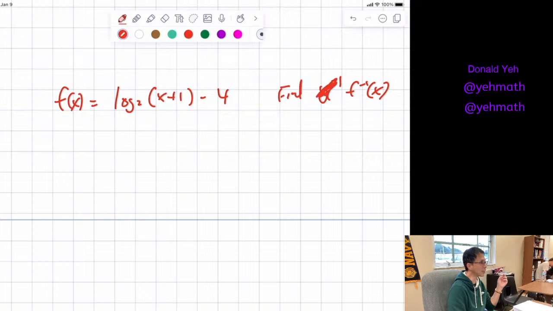How do I find the inverse function? Do you guys remember? Switch the x and y. And what? Solve for the new y.